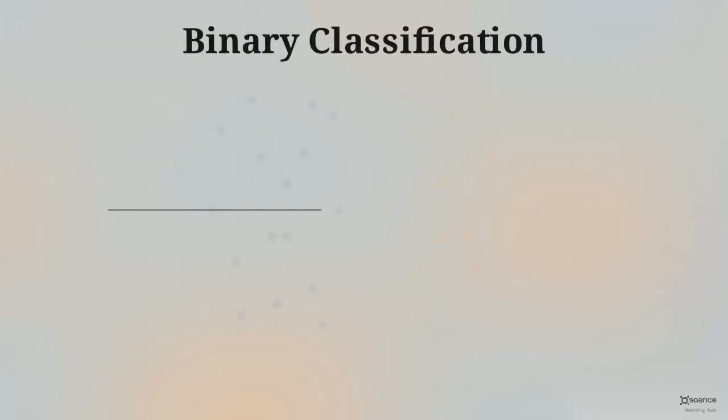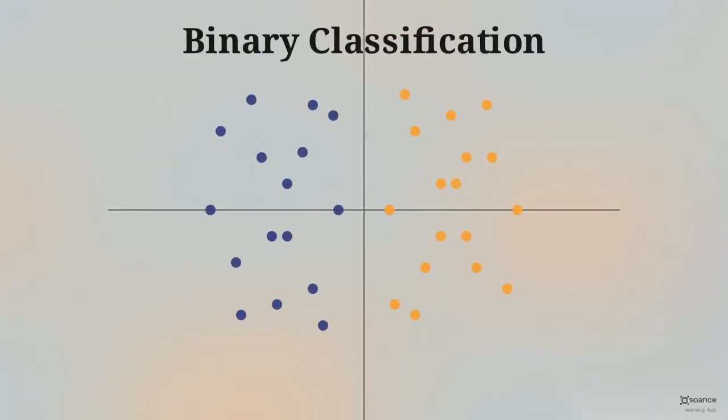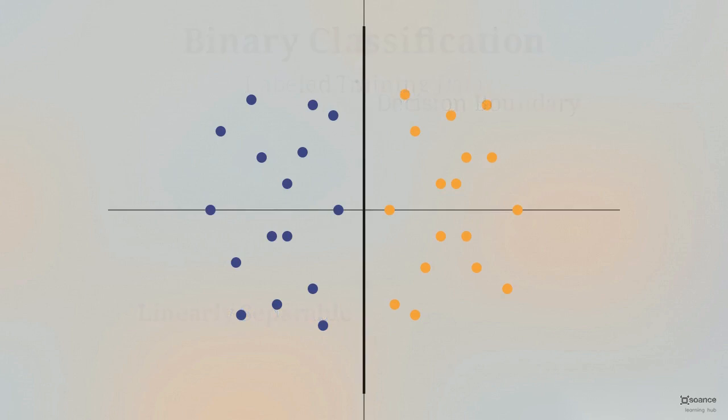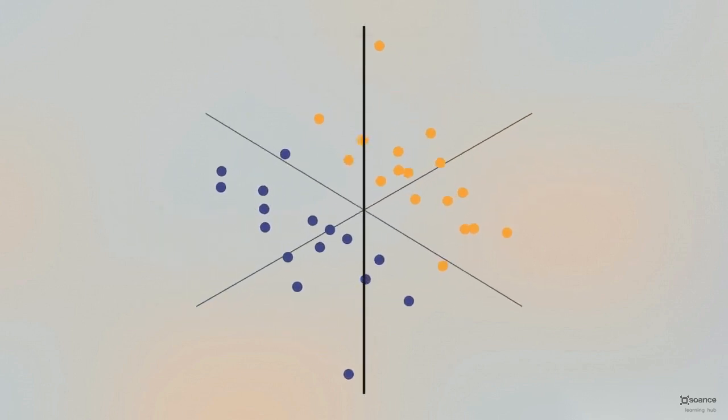This 2D plot shows a classic binary classification problem. We have two distinct groups of data, blue and orange, and our goal is to use labeled training data to draw a decision boundary that perfectly separates them. If the data points are linearly separable, a simple straight line works.